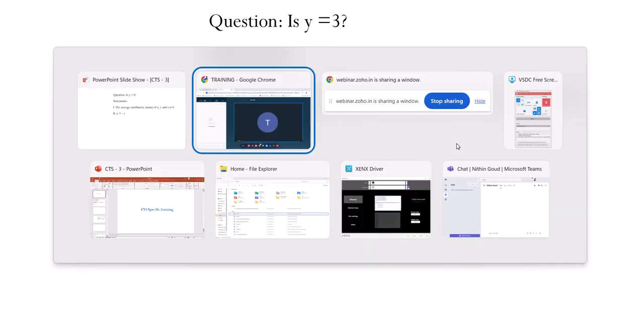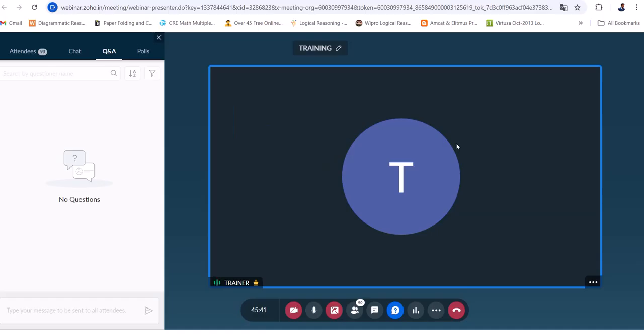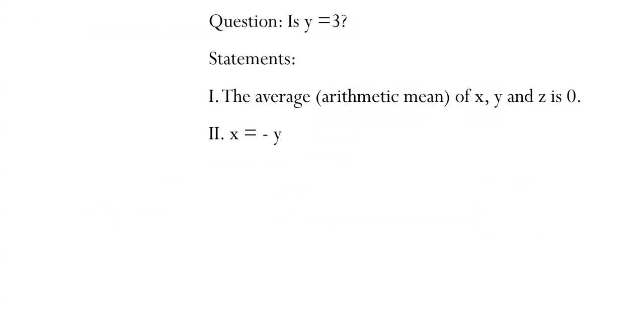Data sufficiency. Data sufficiency related question. So let's have a glance at what we discussed so far.